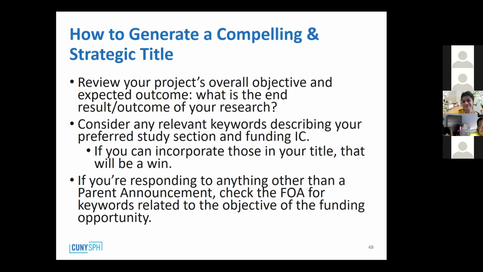You want your title to be compelling and strategic. Review your project's overall objective and expected outcome. What is the end result or outcome of your research? If you can incorporate any relevant keywords describing your preferred study section and funding IC in your title, that would be a win. If you're responding to anything other than a parent announcement, check the FOA for keywords related to the objective of the funding opportunity. Literally, think about this as sucking up to reviewers. Don't hesitate to do everything you can to improve your competitiveness.